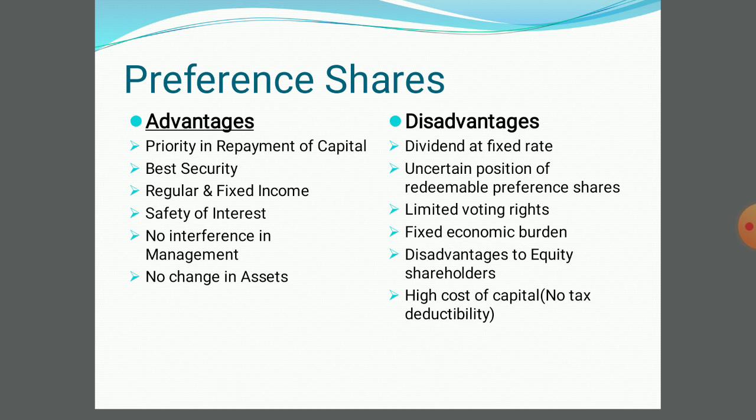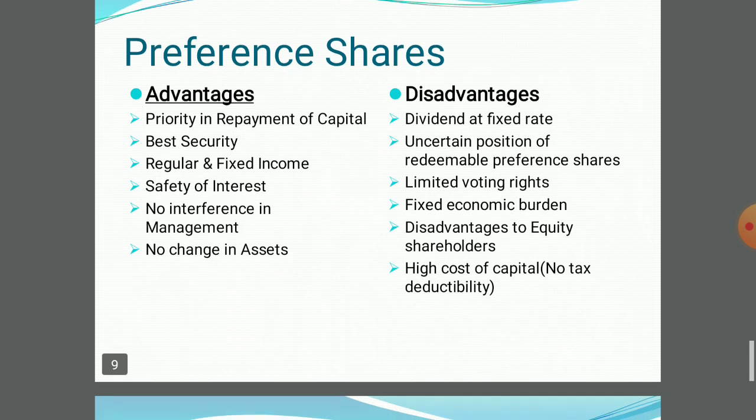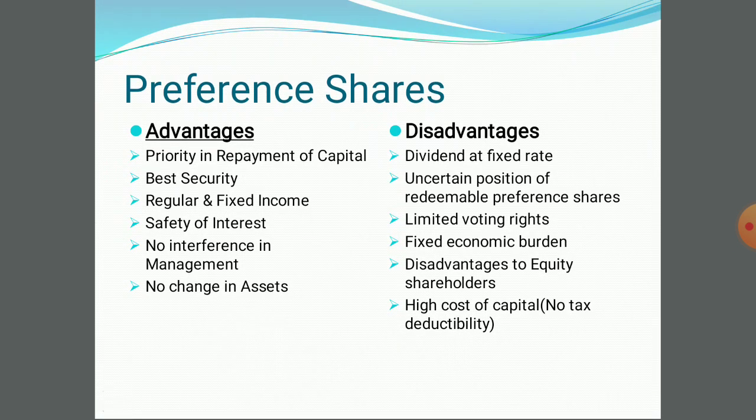Second is best security. Now, preference shares are best for the investment for those who don't want to bear the risk, but at the same time want to get regular income. So that is the best security for such investors. Next, it has a regular and fixed income. As I told you, at the time of raising of preference shares itself, the amount or the percentage of dividend is fixed and they are going to get the dividend on a regular basis.